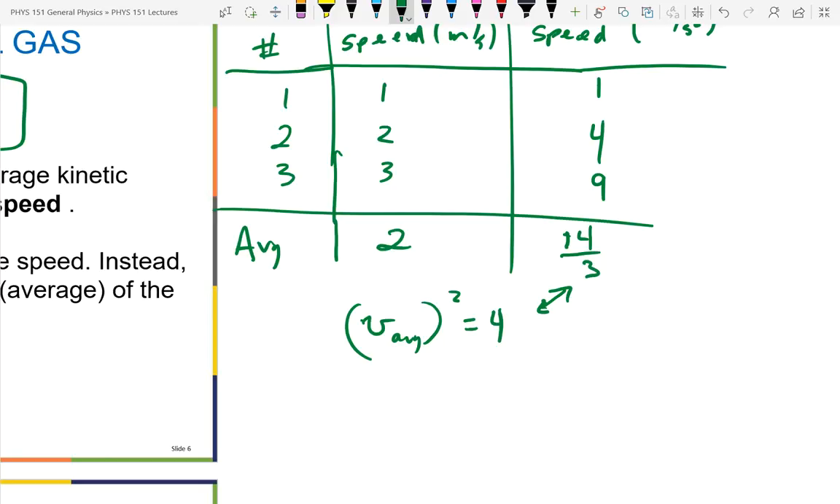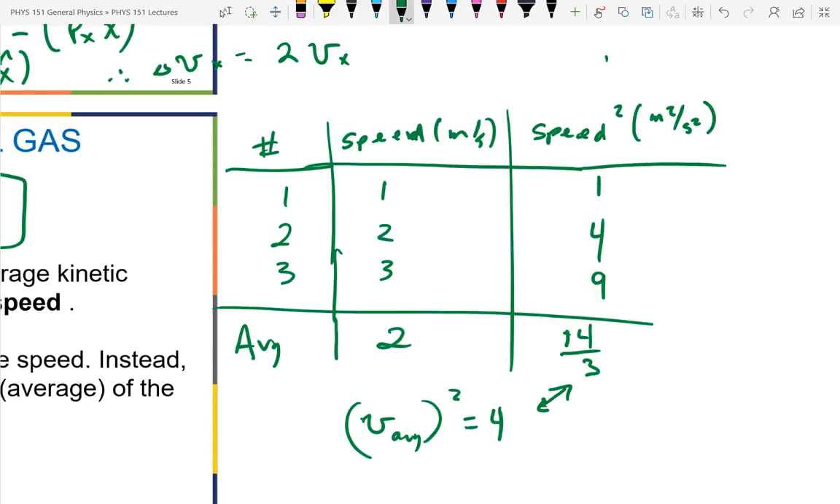Why not? Well, if you're doing averages, the first time we had an even weighting factor. Each one was weighted by 1. 1 times 1 plus 1 times 2 plus 1 times 3. In the second case, each one was weighted by its speed. So it was 1 times 1, 2 for the weighting factor times 2 for the speed, 3 times the weighting factor times 3 for the speed. The higher the speed, the higher the weighting in the calculation. And so it always turns out that the average of the squares is bigger than the square of the average.